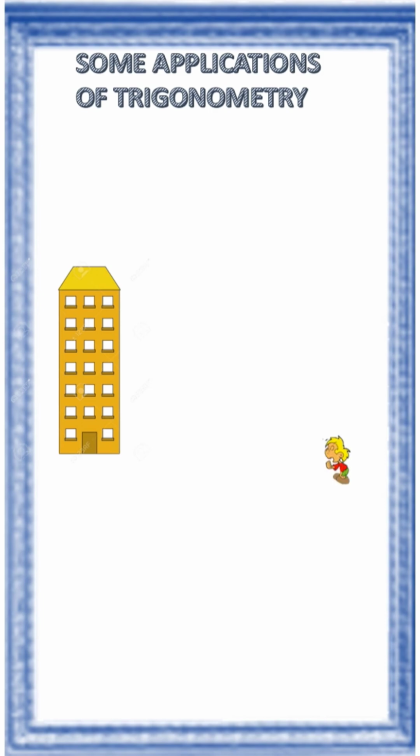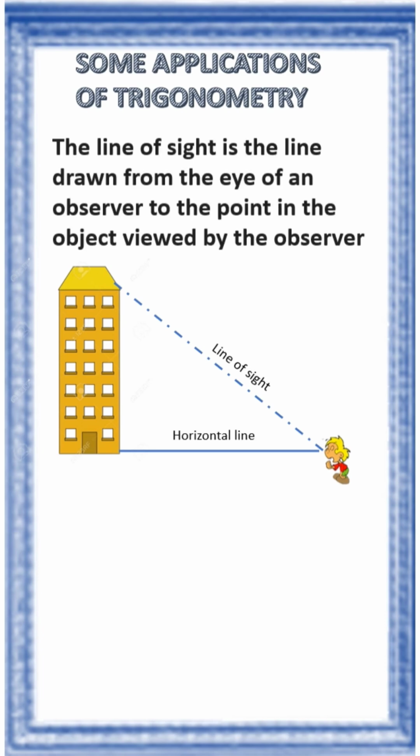Look at the figure. This is the horizontal line which connects the object and the eye of the observer. Now, this is a line of sight. What is line of sight? Line of sight is the line drawn from the eye of the observer to the point in the object viewed by the observer.